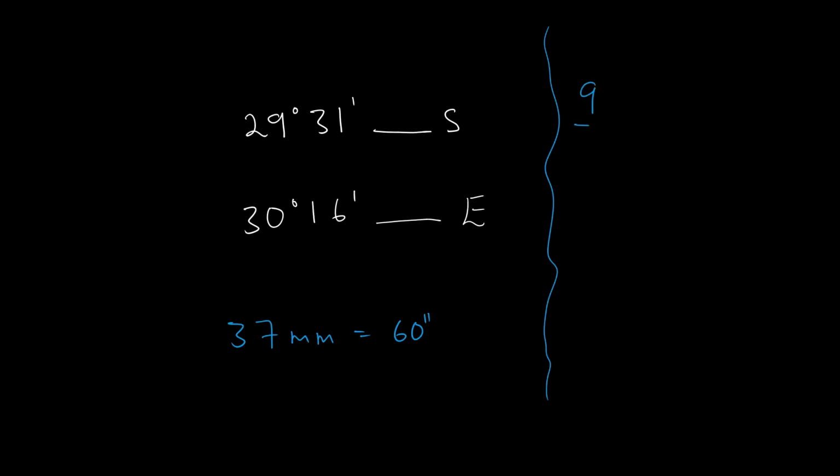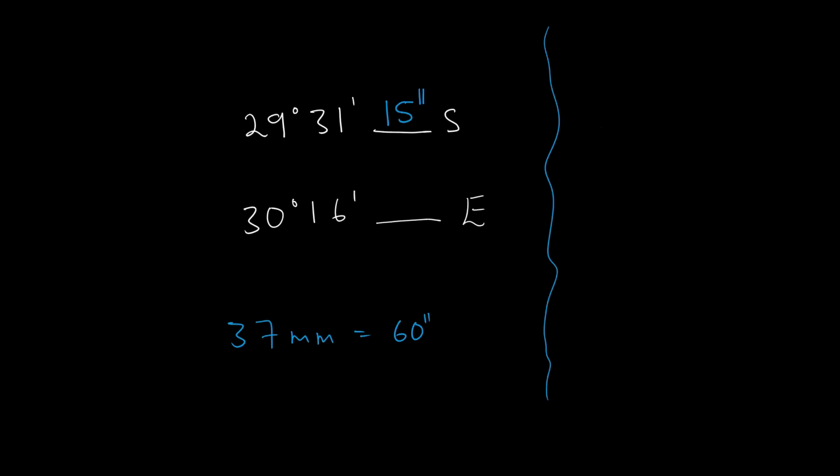Now let's do the calculation together. 9 divided by 37 multiplied by 60 gives us 14.59 seconds. We always round our answer to the nearest whole second. So 14.59 becomes 15 seconds. Our latitude is therefore 29 degrees, 31 minutes, 15 seconds south.